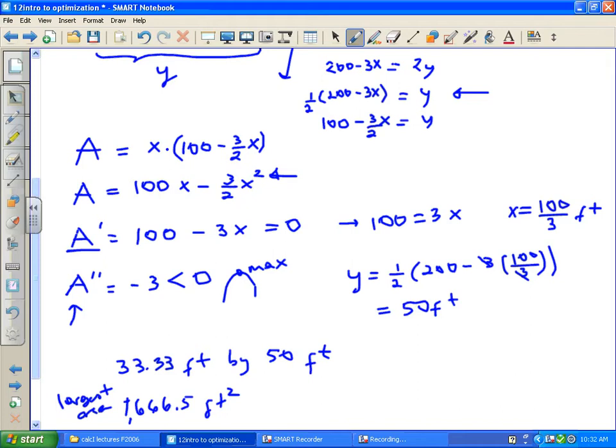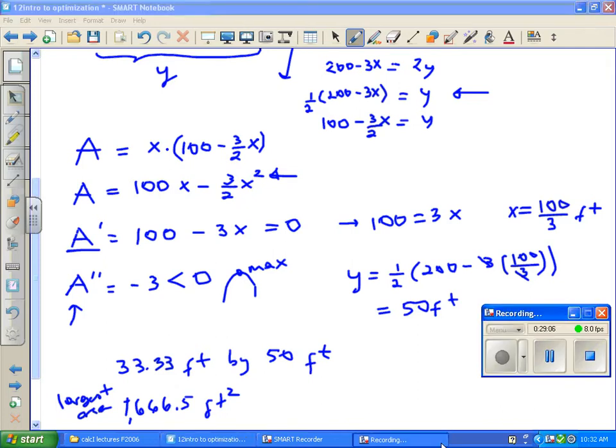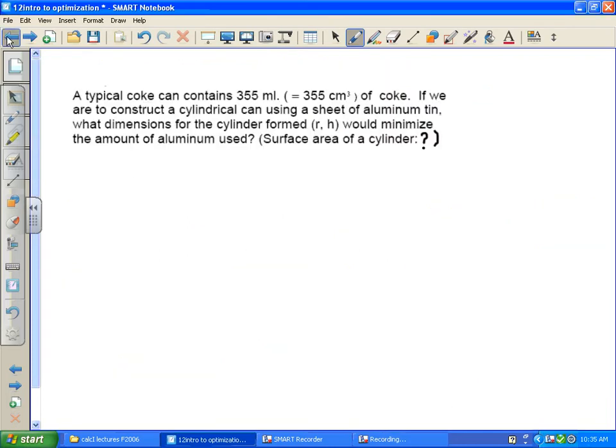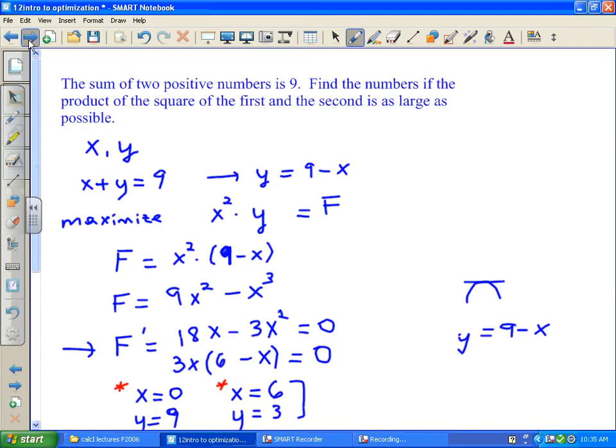Okay, any questions about this one before we try another one? Any questions? Okay, so on to our new example. Not that one. Let's go back, I think.